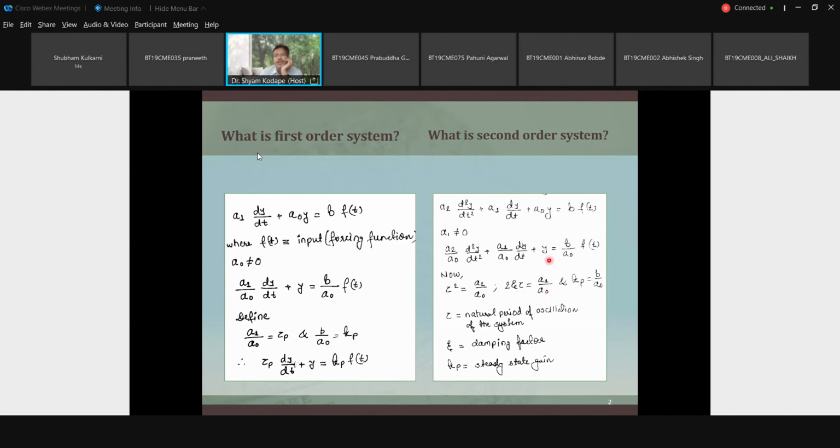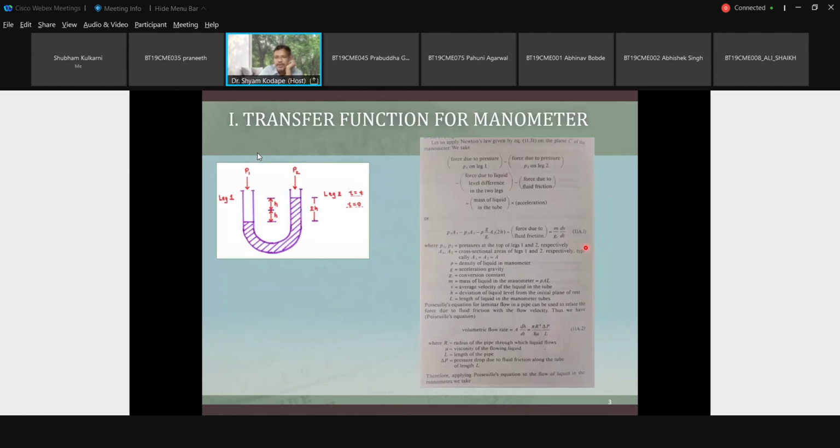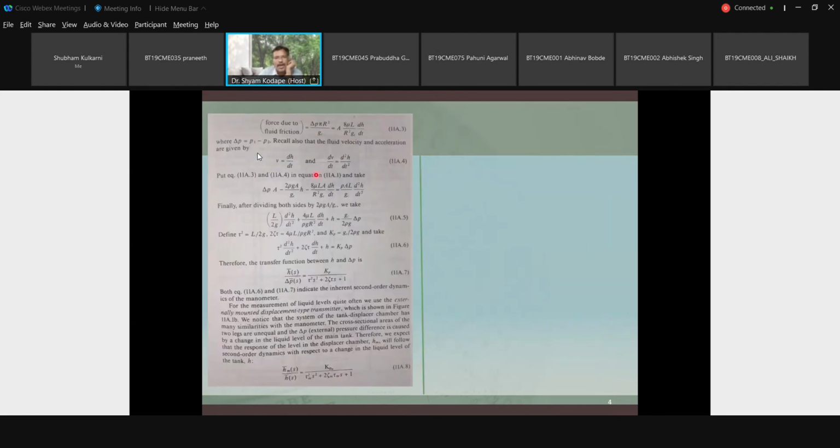Okay, rearrange it. The coefficient of this should be 1, a0 is not equal to 0, remember. The coefficient of y should be 1. y is nothing but h in this case. What is our y? h, the output. What is our f(t)? Delta p. See here, they have arranged it in this fashion. Delta p is my f(t), h is my y. Okay, so tau square d2h by dt square plus 2 zeta tau dh by dt plus h is equal to Kp delta p.